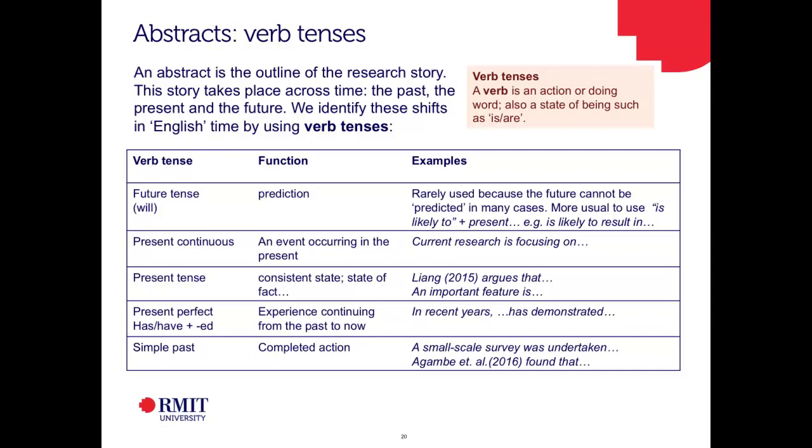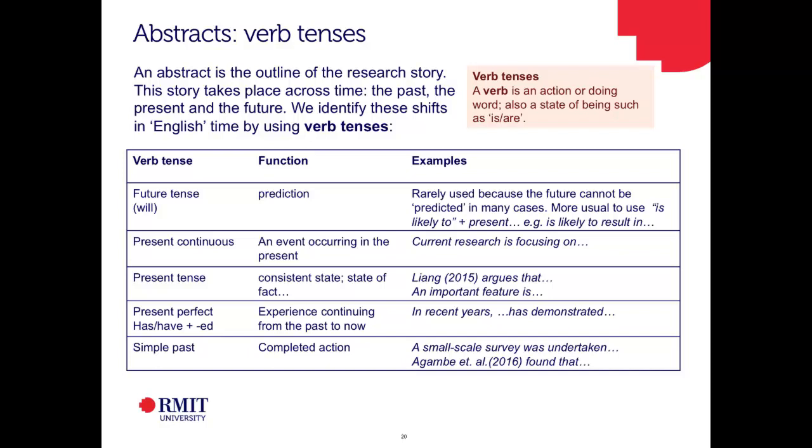The present perfect tense is called the experiential tense because it marks actions that started in the past and have continued perhaps until now. So, for example, "in recent years, X has demonstrated". Again, we probably wouldn't have names, but you might see this present perfect in an abstract when it's trying to show a difference between the past, present, and this current research that is going to change the game plan for the future.